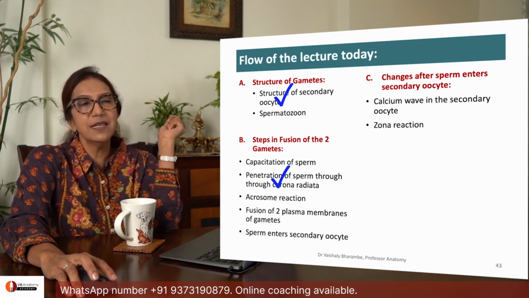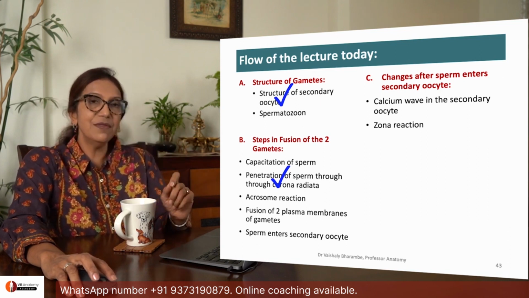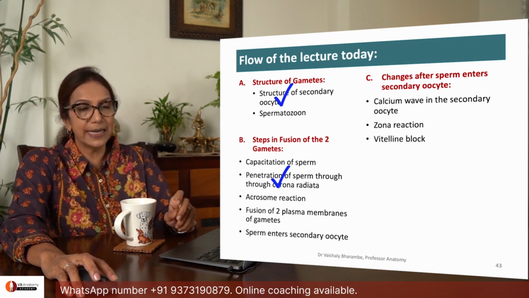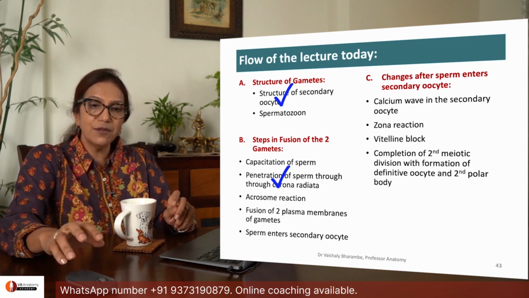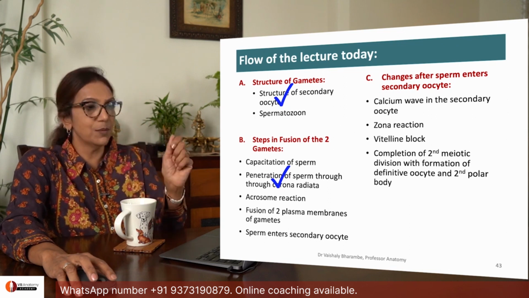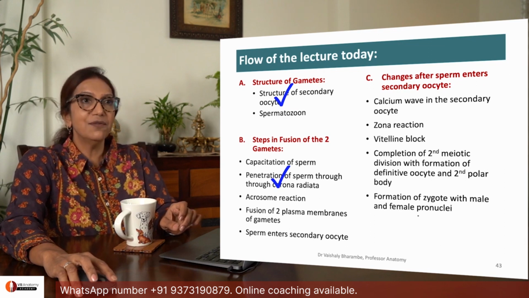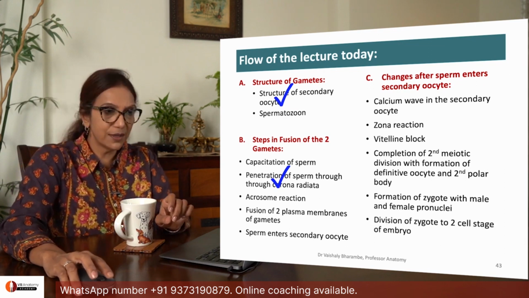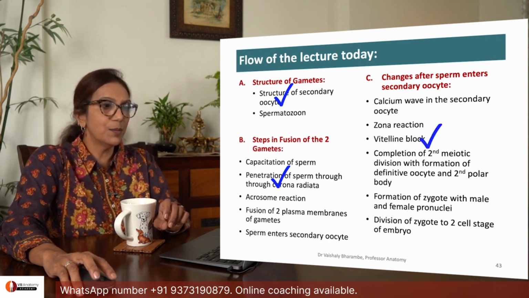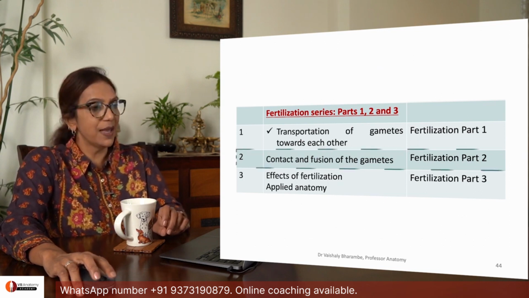One last time, let's revise. When the sperm enters the secondary oocyte, a calcium wave is set off. Calcium wave causes the release of cortical granules, resulting in zona reaction, vitelline block. Second meiotic division is completed in the secondary oocyte with formation of the definitive oocyte and second polar body, and formation of the zygote with male and female pronuclei. Finally, cells complete their first mitotic division and development of the two-cell stage is observed. This entire process is fertilization part 2, contact and fusion of gametes.